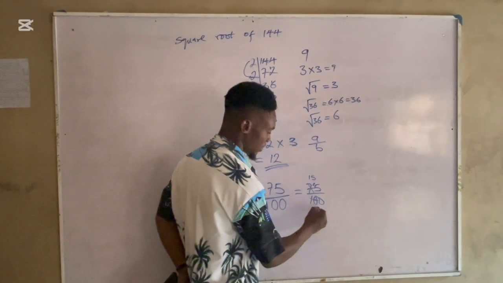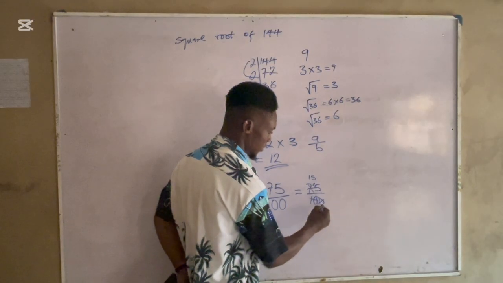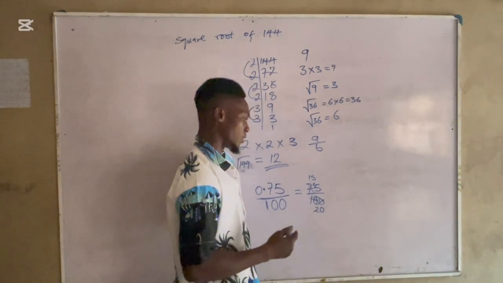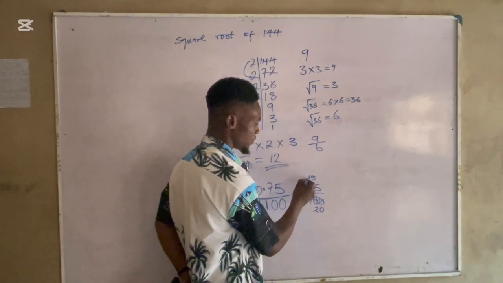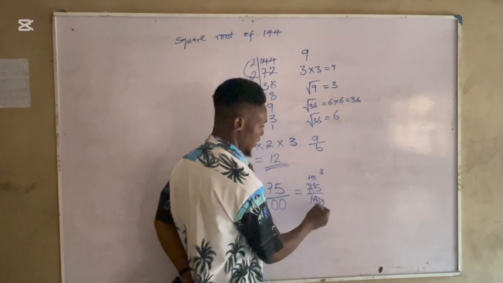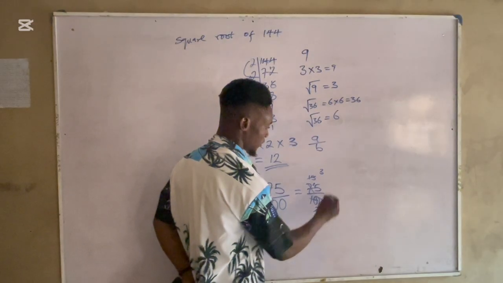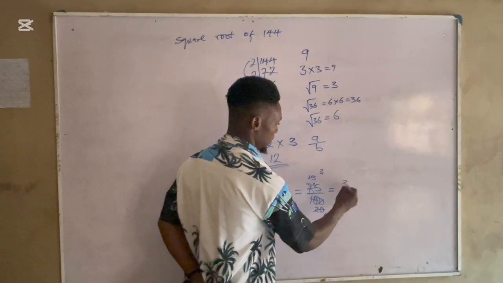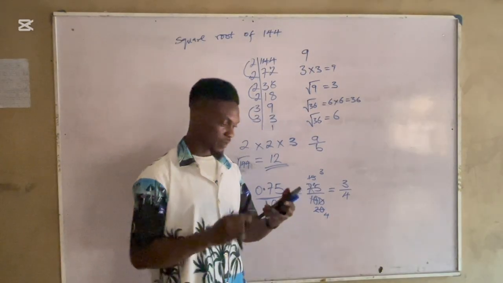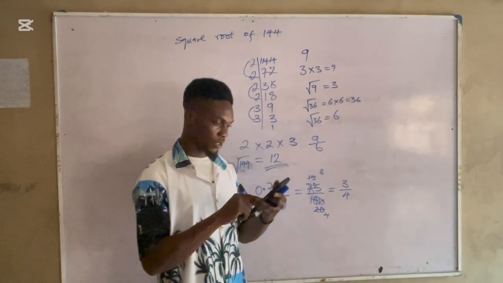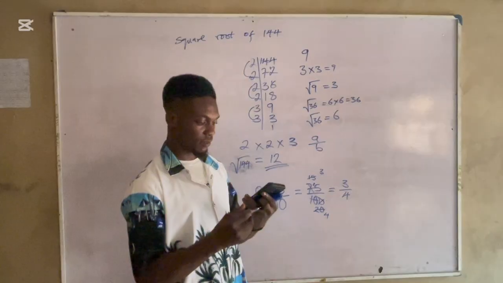5 into 10 is 2. 5 into 0 is 0, that's 20. 5 can still divide again. 5 into 15 is 3, and 5 into 20 is 4. So our final answer becomes 3 over 4. Nothing can divide again. So that is option C, 3 over 4.